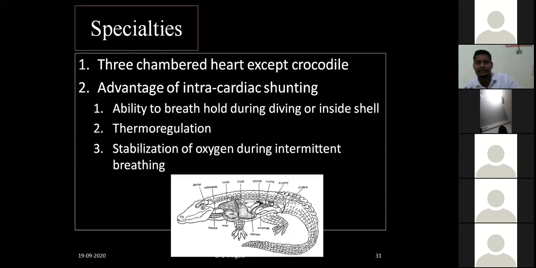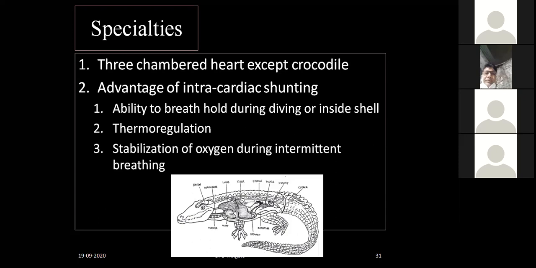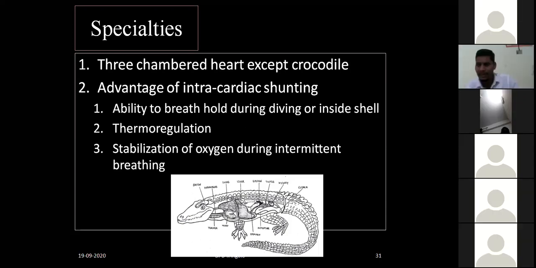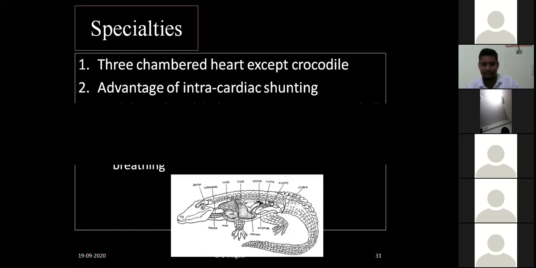Another thing is thermoregulation. It will help in thermoregulation. And third is stabilization of oxygen during intermittent breathing. This point is very important while using gaseous anesthesia in reptiles. If you are giving gaseous anesthesia and that animal withholds the breath, then you cannot judge whether the anesthesia is proper or improper, or there is a difficulty while giving the gaseous anesthesia, due to this adaptation.